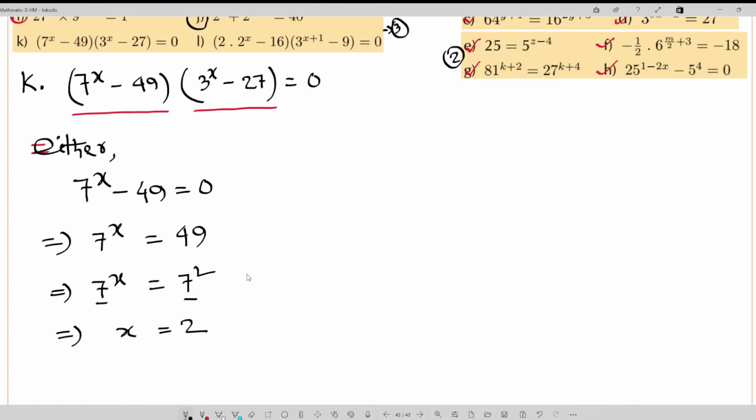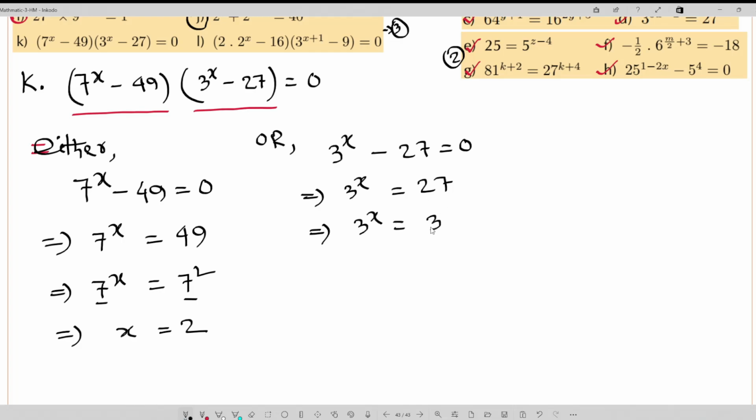This is one thing. Or 3 to the power x minus 27 equals 0. Then 3 to the power x equals 27, minus 27 becomes plus 27. Then 3 to the power x equals 27, which means 3 cube. So the bases are the same, the powers will be equal, it means x equals 3. So our answer is x equals 2 or 3.